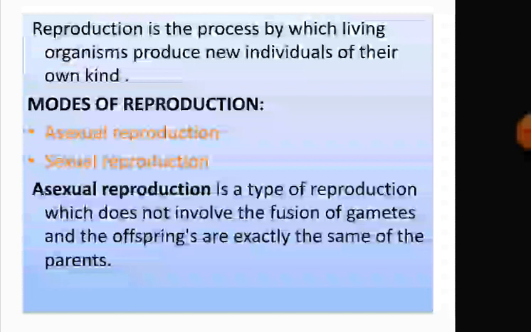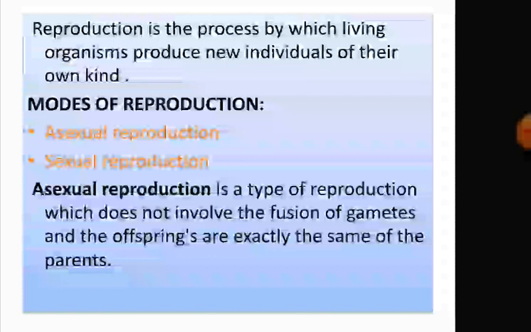We are here because of this process of reproduction. So what is reproduction? It is the process by which living organisms produce new individuals of their own kind. Modes of reproduction. Now, there are two main modes of reproduction. One is asexual reproduction and the other is sexual reproduction.